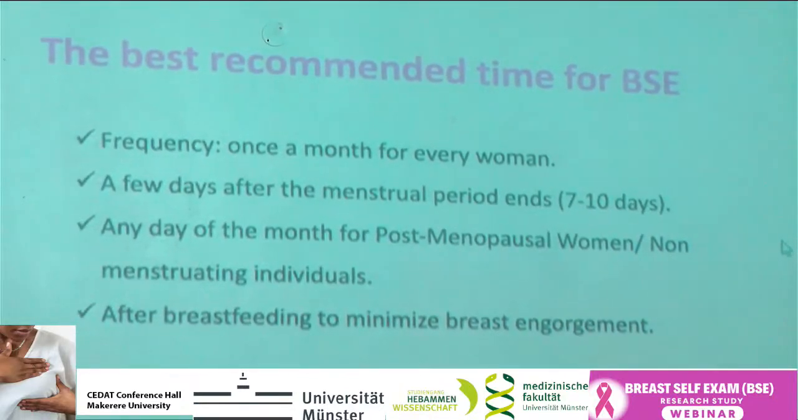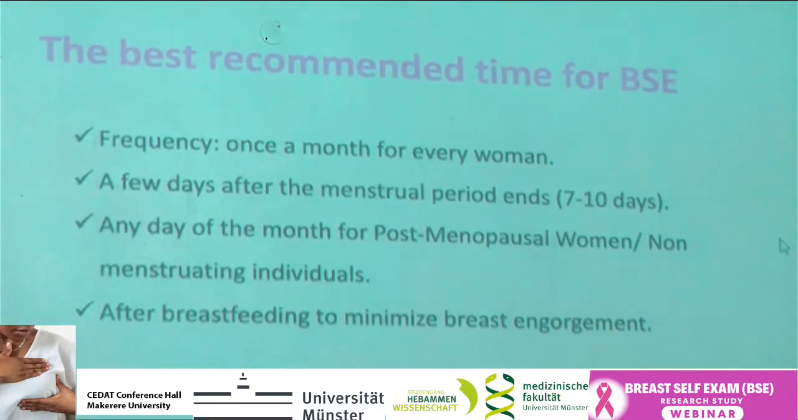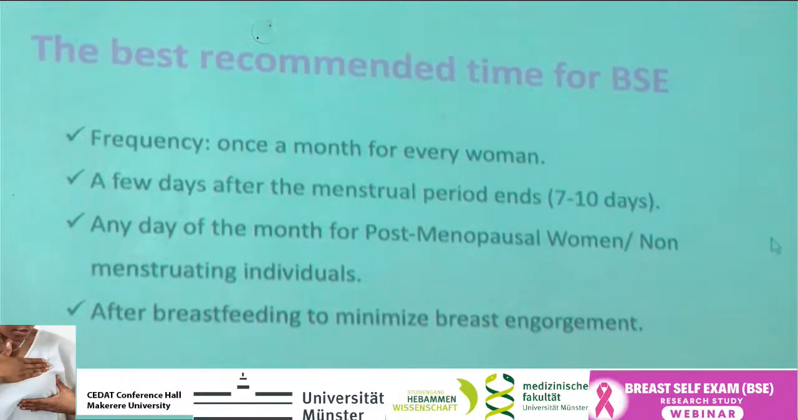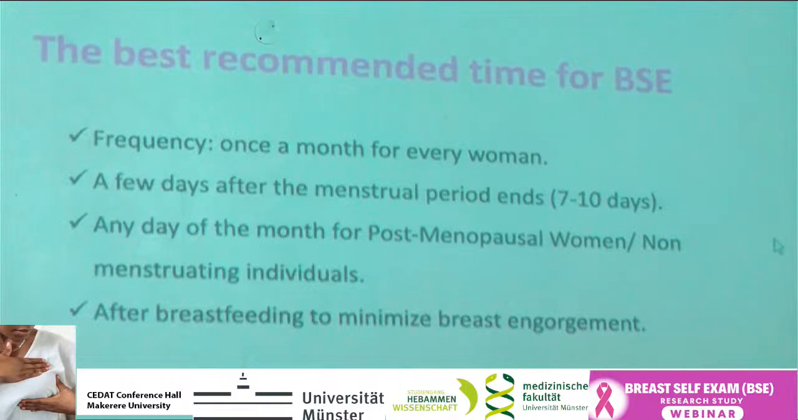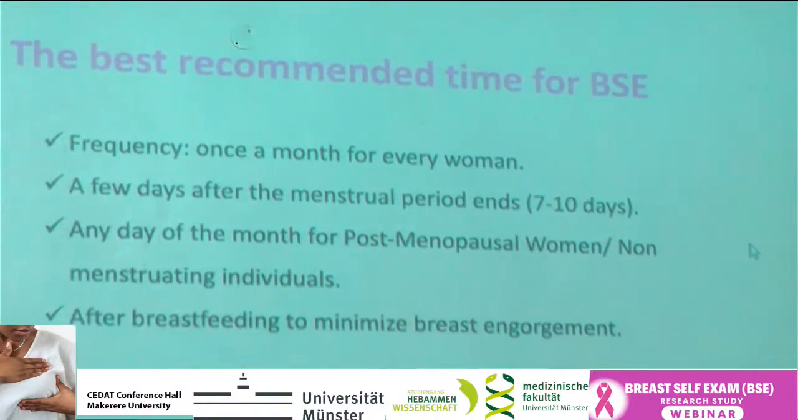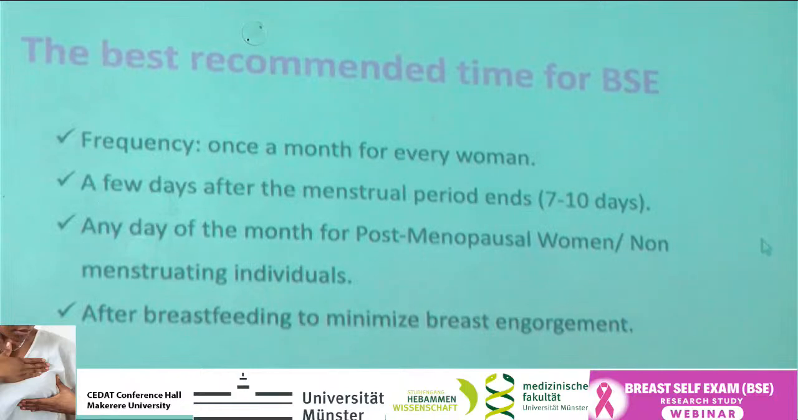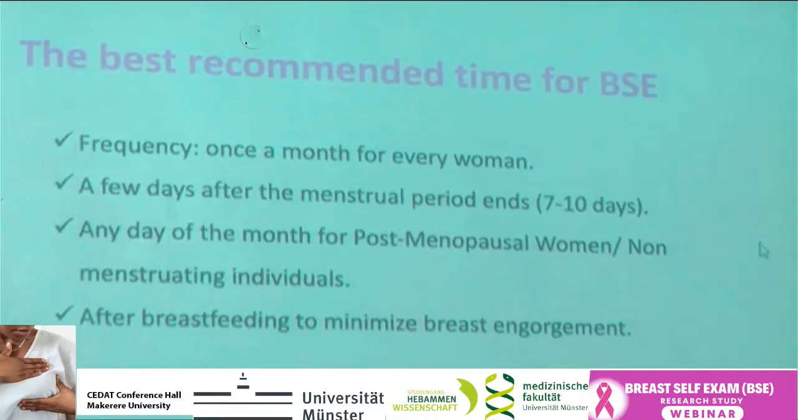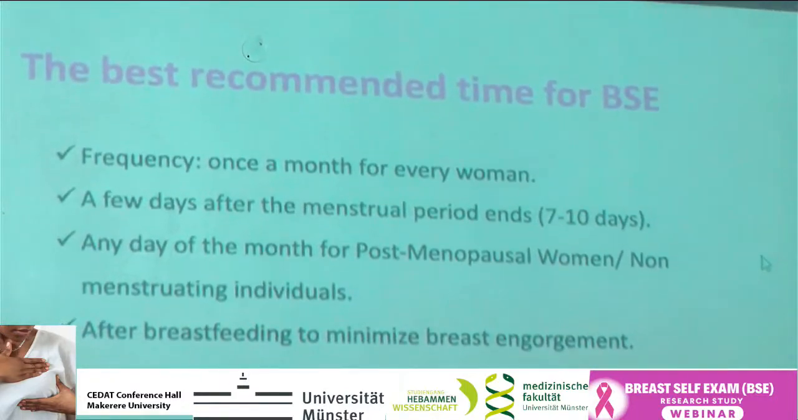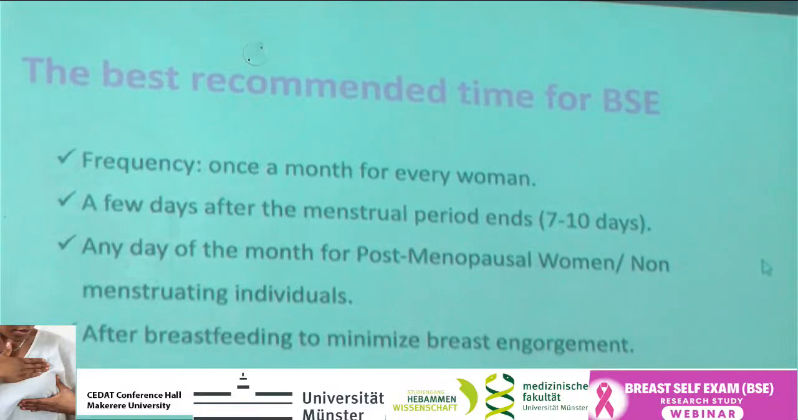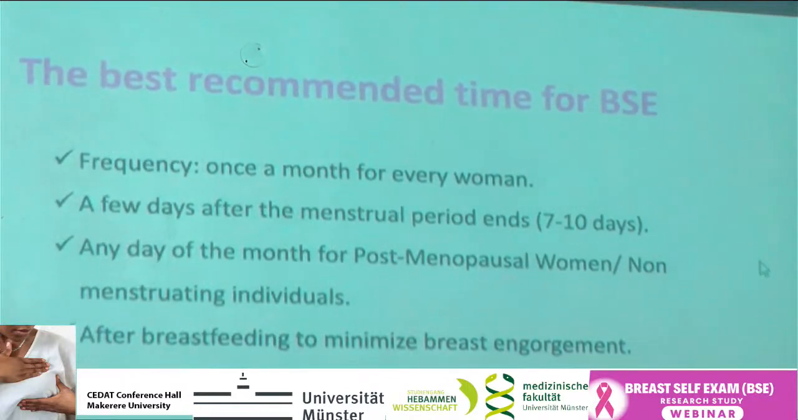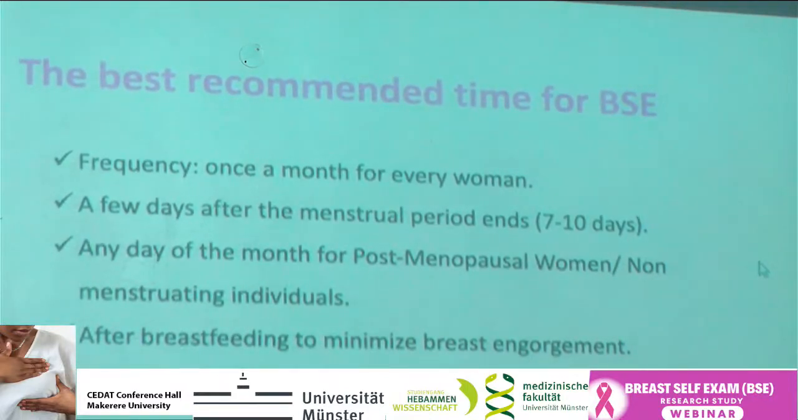Then after breastfeeding, to avoid breastfeeding engorgement. This can be performed by women who have completed their breastfeeding. But during breastfeeding, it can also bring engorgement and discomfort. That's why it's advisable for women to perform breast self-examination after breastfeeding, when there is no more milk in your breasts.